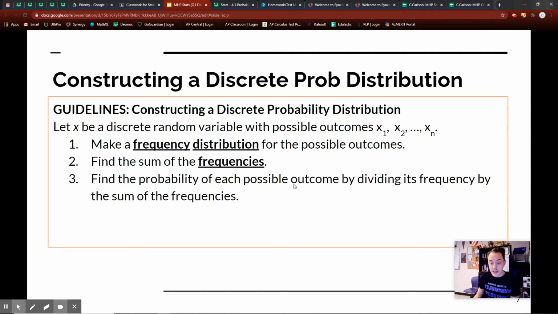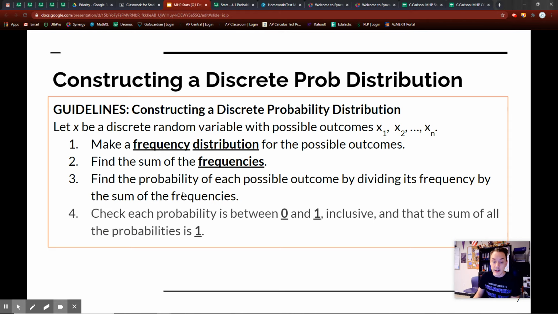So find the probability of each possible outcome. The possible outcomes are my x values. So right here, my possible outcomes are my x values. I will have multiple different outcomes, and each outcome will have a probability assigned. After I have that, I take that frequency, because each outcome will have a frequency, and divide it by the sum of the frequencies. What I get out is what we call the probability.